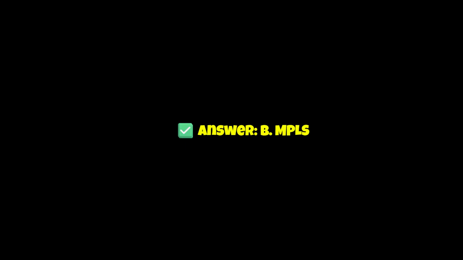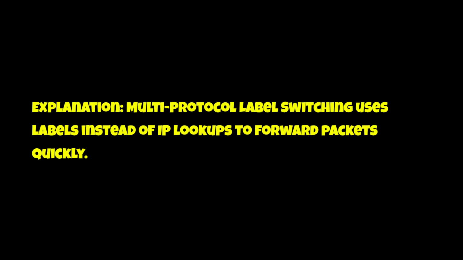7. Which WAN technology uses labels to make forwarding decisions? A. Frame relay, B. MPLS, C. PPP, D. ISDN. Answer: B. MPLS. Explanation: Multi-protocol label switching uses labels instead of IP lookups to forward packets quickly.